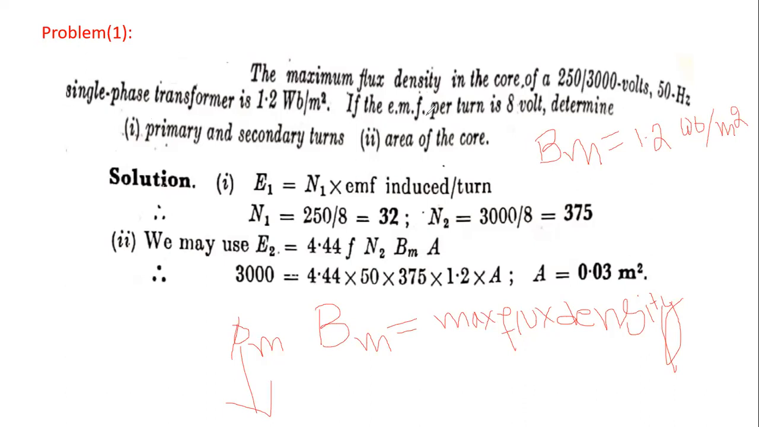If the EMF per turn is 8 volts. What is the EMF per turn? That is equal to 8 volts. Therefore, what is the formula for E1? Another formula for E1 is N1 into EMF per turn. The EMF per turn is 8 volts. Therefore, E1 is equal to N1 into 8 volts.